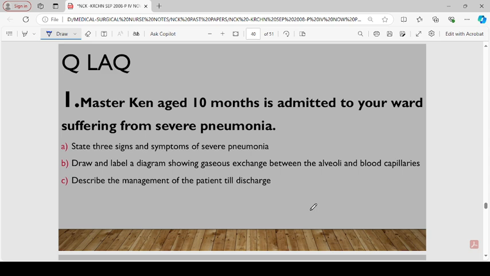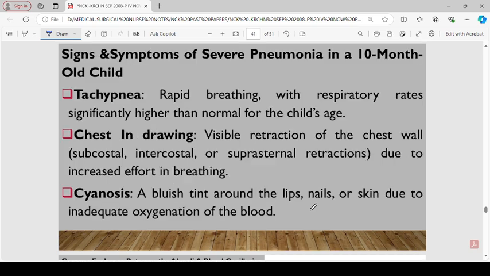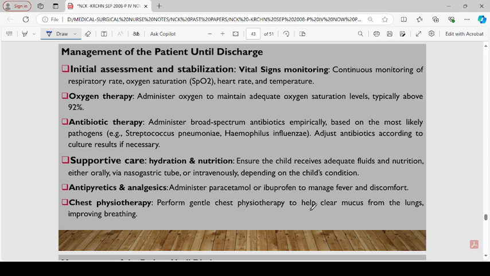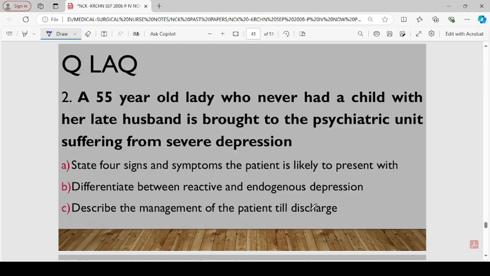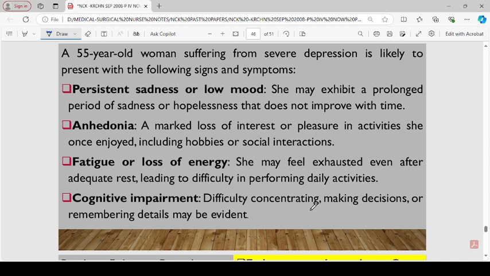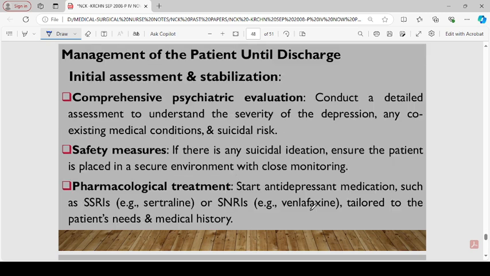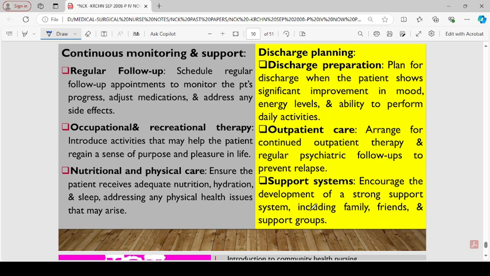Master Ken is aged 10 months and is admitted to your ward suffering from severe pneumonia, right? So we have some signs of severe pneumonia. We have the gaseous exchange between the alveoli and the blood capillaries, and the management of this particular patient till discharge. A 55-year-old lady who never had a child with her late husband is brought to the psychiatric unit suffering from severe depression. So you're supposed to at least give some signs and symptoms of such. You also differentiate between reactive and endogenous depression and manage the patient till discharge.